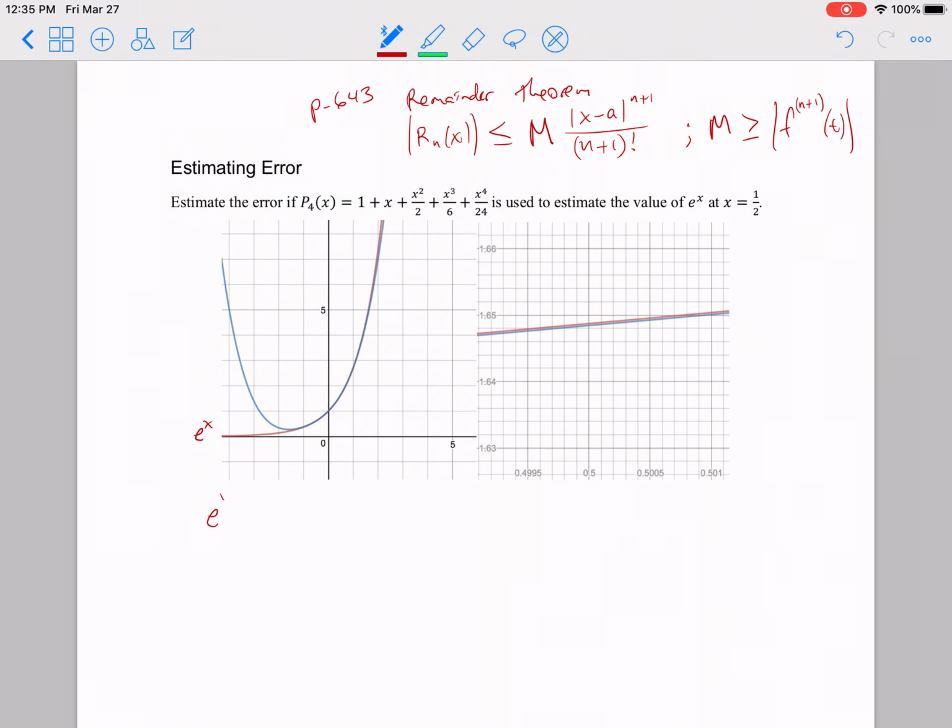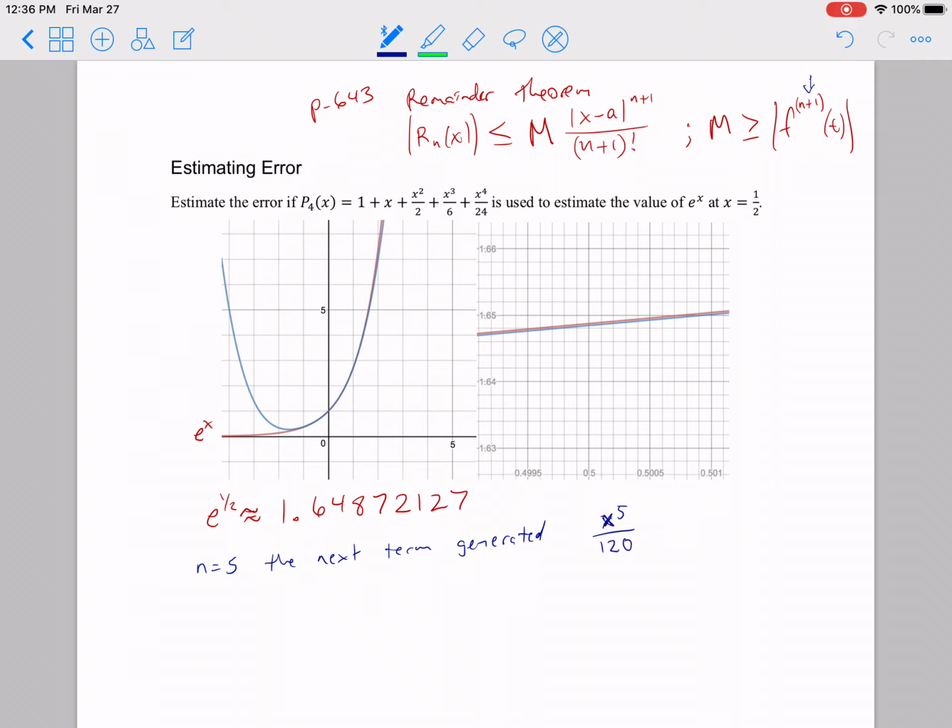If you type e to the 1/2 into your calculator, you should get about, I'm going to have to cut off some decimals, 1.648722127, and it'll keep going after that. So after we look at that, we want to go to the n plus 1 term. So we want to go to the 5th one. For n equals 5, the next term generated is going to be x to the 5th over 5 factorial, which would be 120.